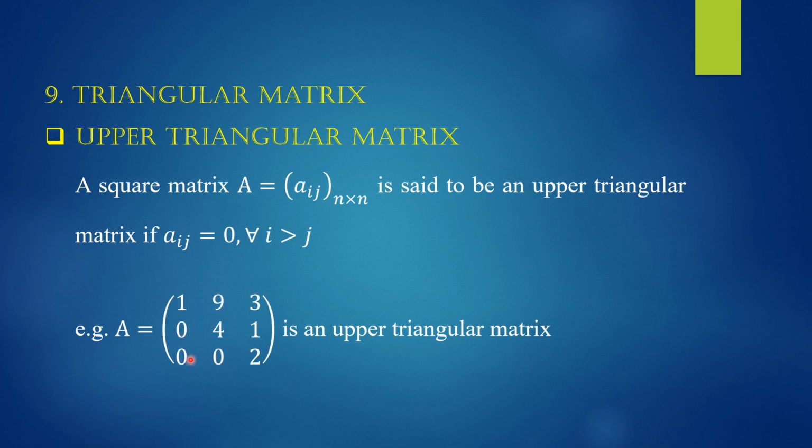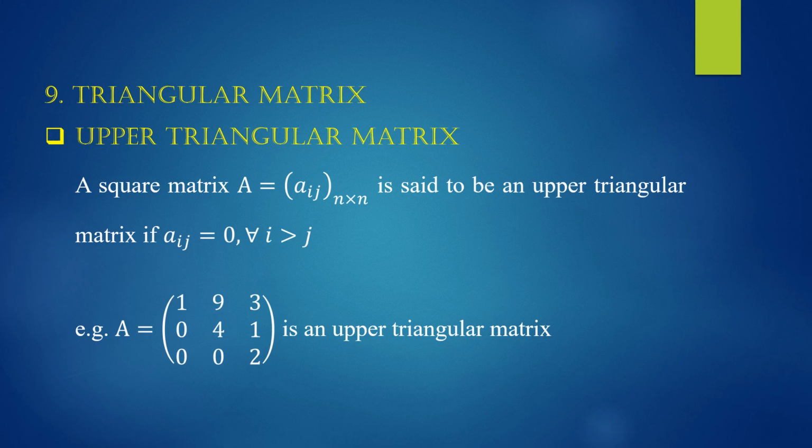For these elements, i is greater than j, so Aij equal to 0, and the elements above the diagonal are non-zero. Actually that is not compulsory. This 3 element may be 0, this 9 element may be 0, but in the upper part of this diagonal at least 1 or 2 elements should be non-zero for it to be an upper triangular matrix. It is of the form of a triangle. You see here, this is the upper part, that is, it forms an upper triangular matrix.